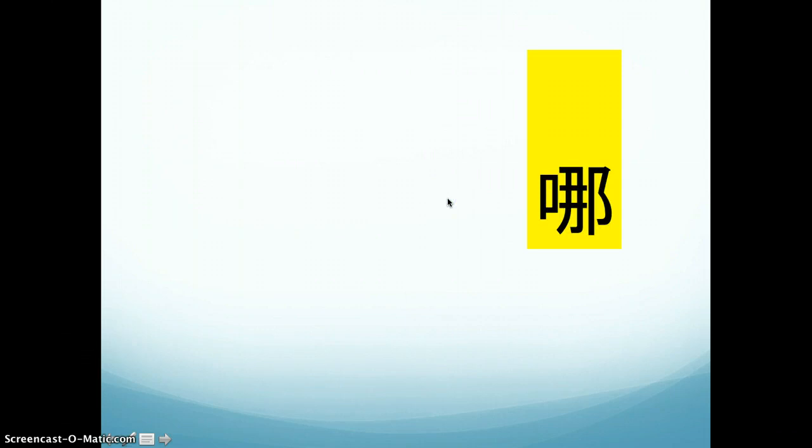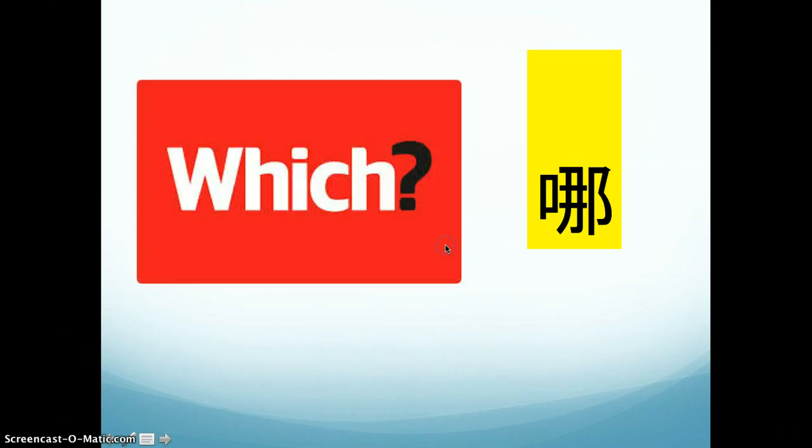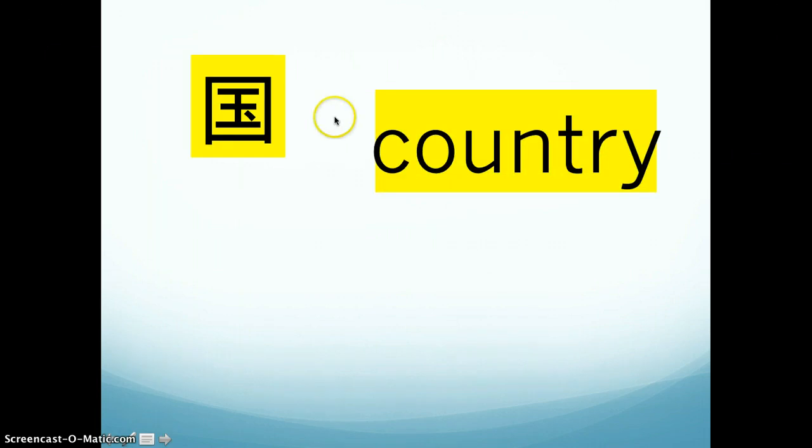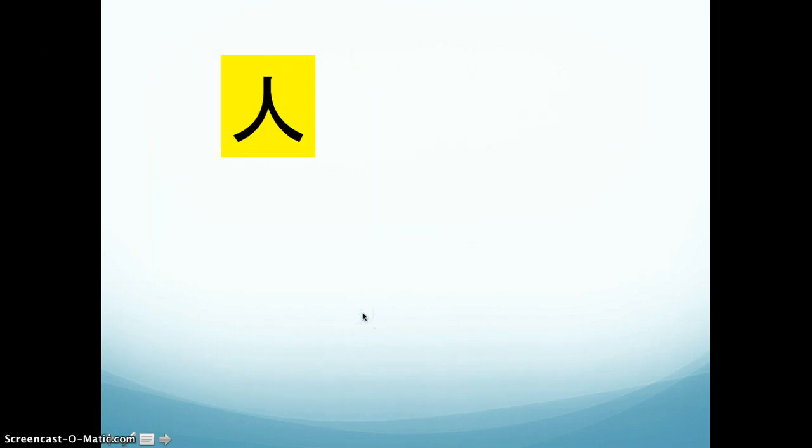And this one is 哪. It's a question word, meaning which, right? 哪, the third tone. And this one is 国. What is the meaning? It's a country, right? So here it's like a country with a king in it. And this one looks like what? 人, right? It's a person or people. 人.